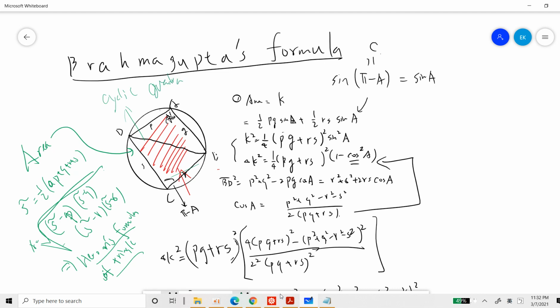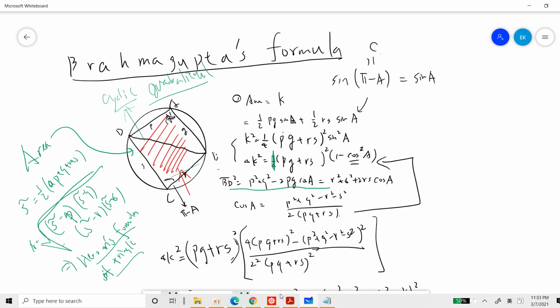This is just some terminology which is seldom used. So K squared will be one quarter of (PQ plus RS) squared sine A squared. So times 4, 4K squared will be (PQ plus RS) squared times (1 minus cosine squared A).